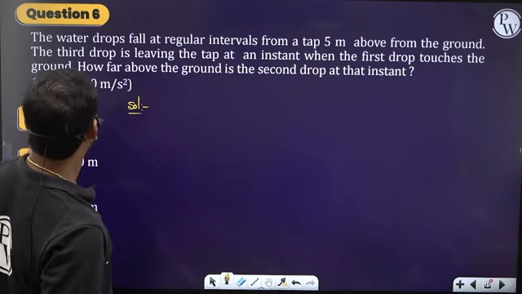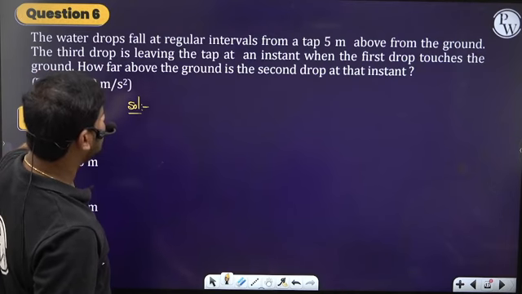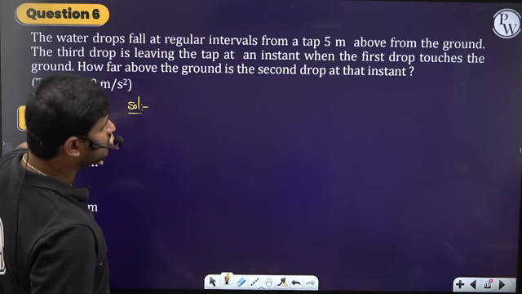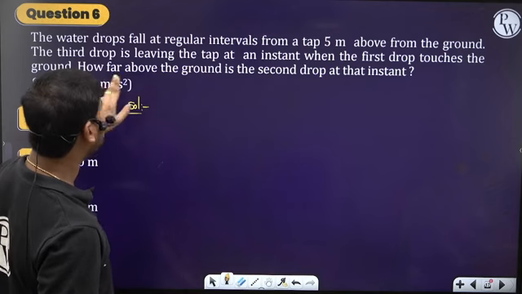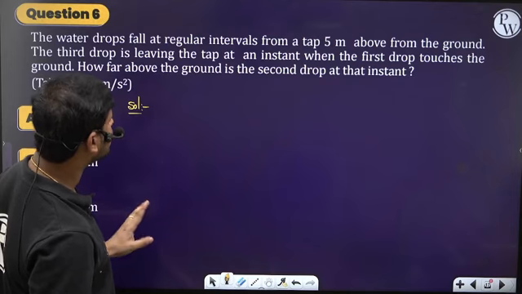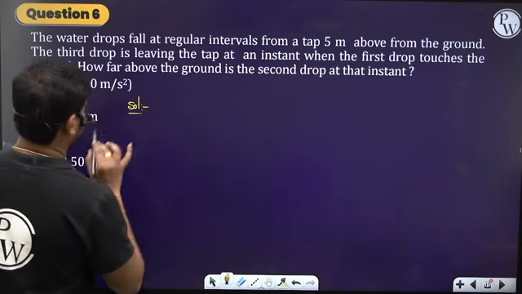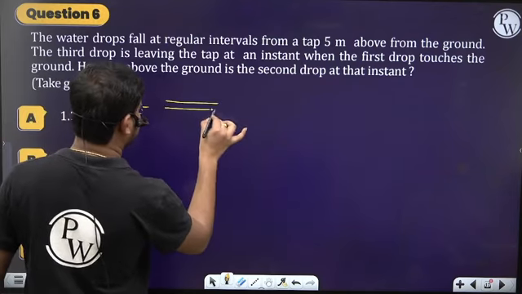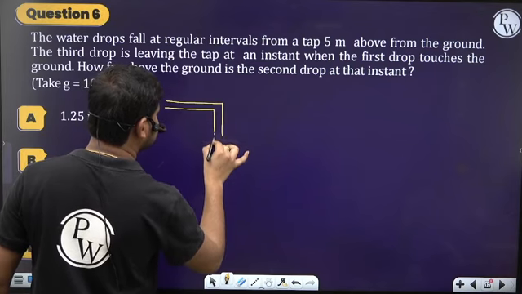So now the third drop is leaving the tap at an instant when the first drop touches the ground. How far above the ground is the second drop at that instant? Okay, so don't be afraid just by looking at the question. Just understand the statements one by one.